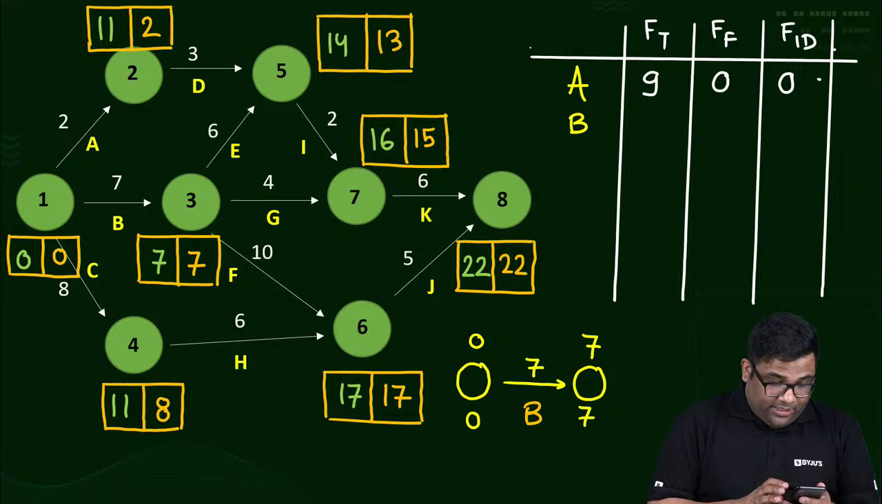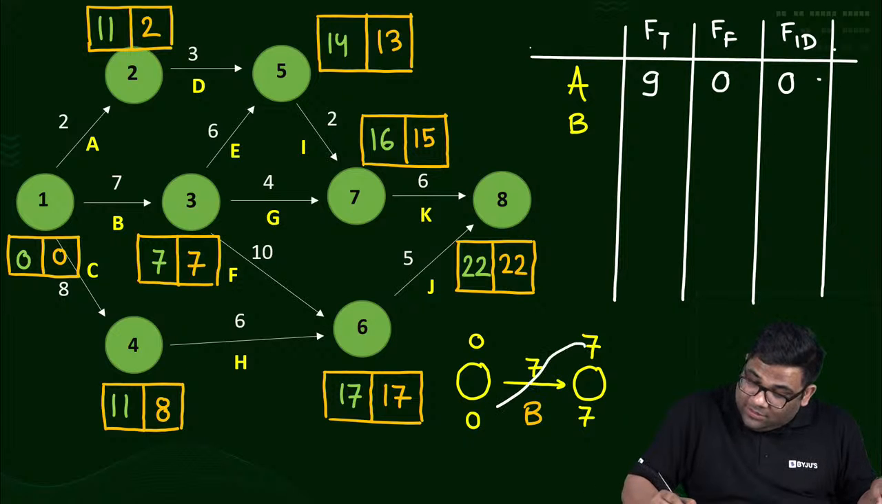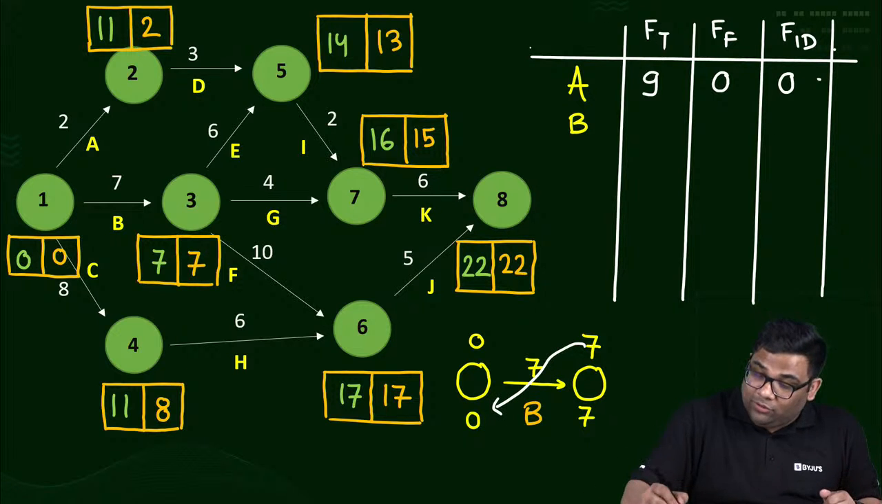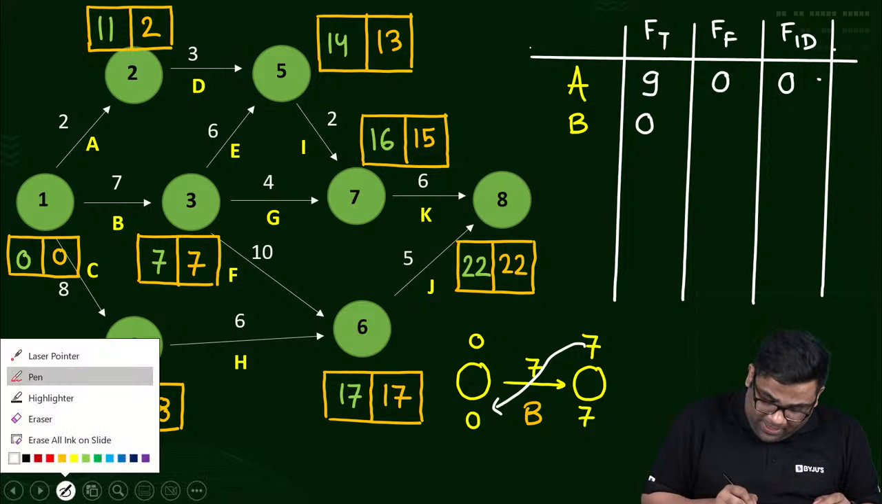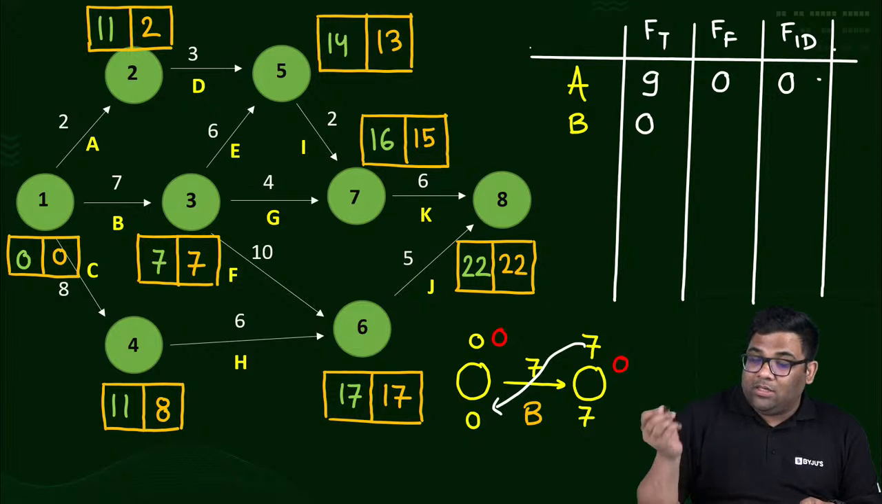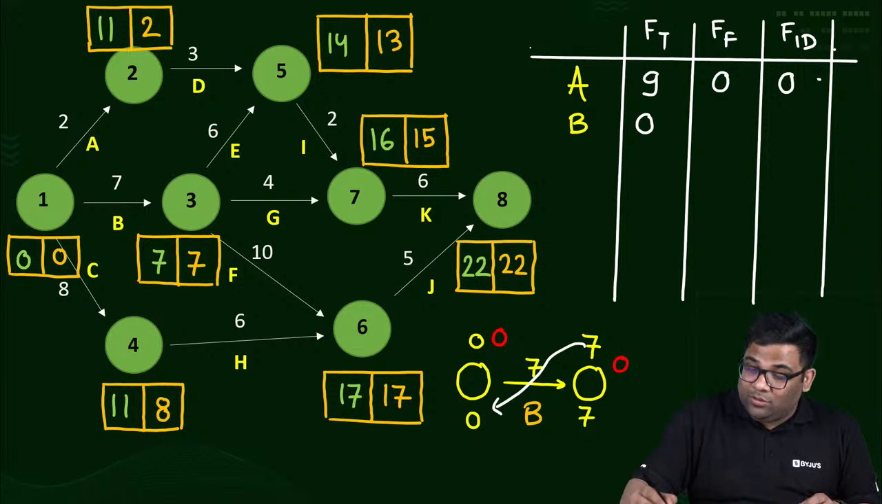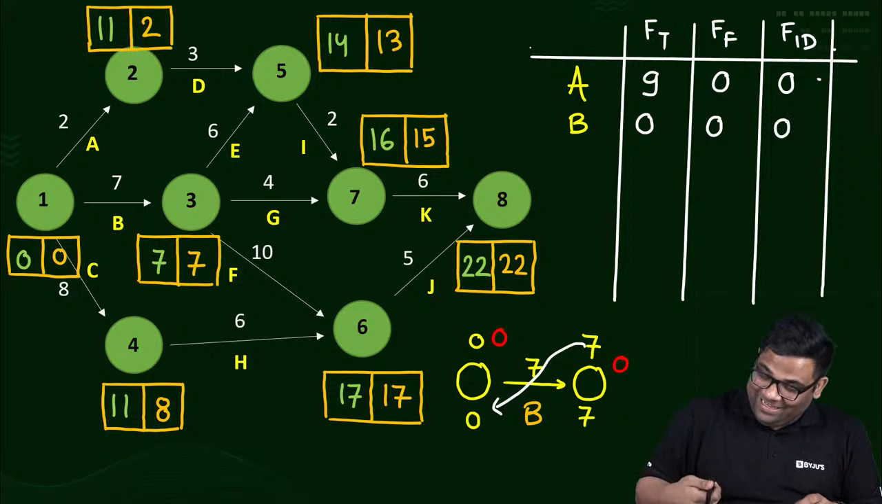Zero, 0, 0. Very good. 0, 0, 0. Why? You see? 7 minus 7 minus 0, 0. Then free float is what? See, once you find out the slack. Here slack is 0. Here slack is 0. So what can I do? 0 minus 0, 0. Then 0 minus 0, 0.